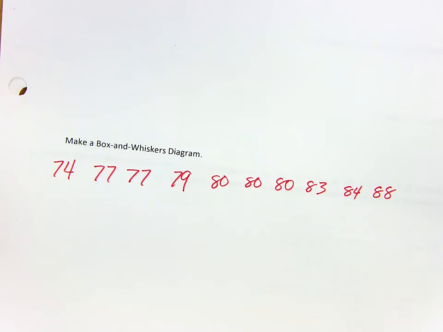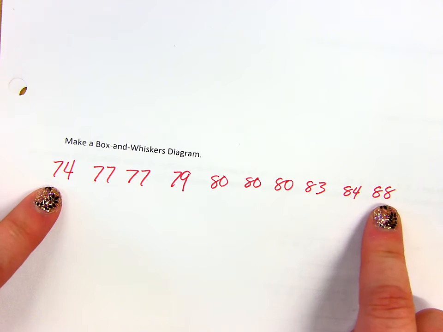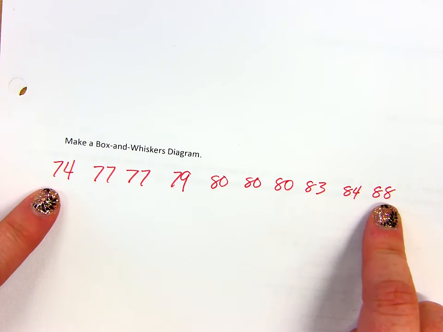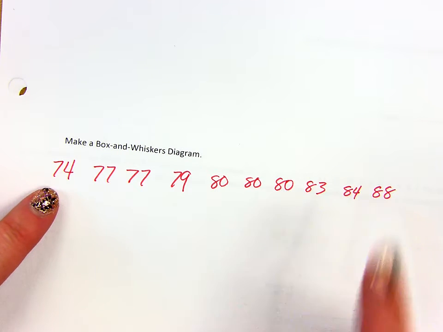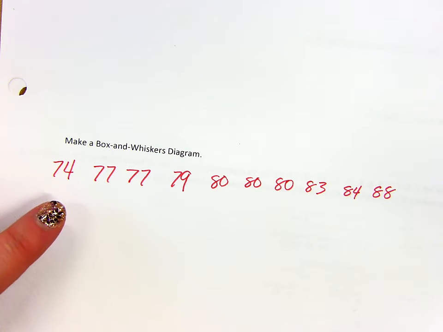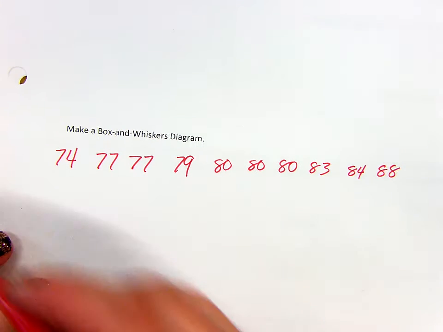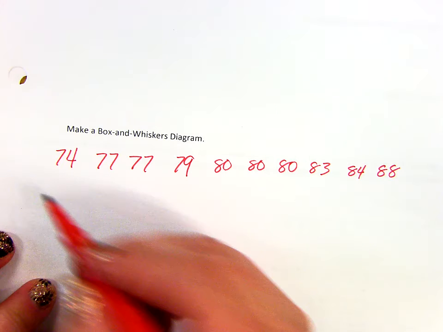We are making our very first box and whisker plot. We have 10 numbers. We've put them in order from least to greatest already. I told you that there are 5 important numbers that you need. That's it, just 5, right? So here are the 5 numbers you need.